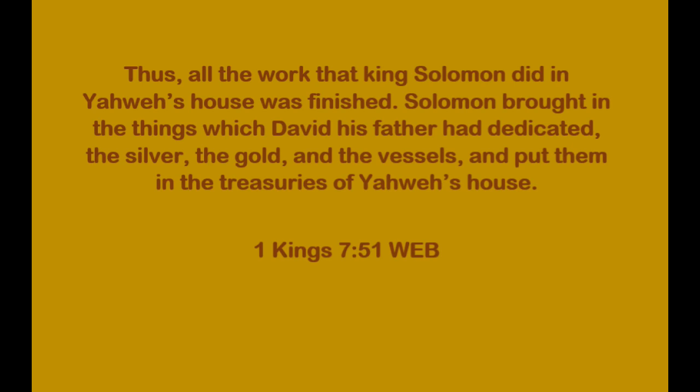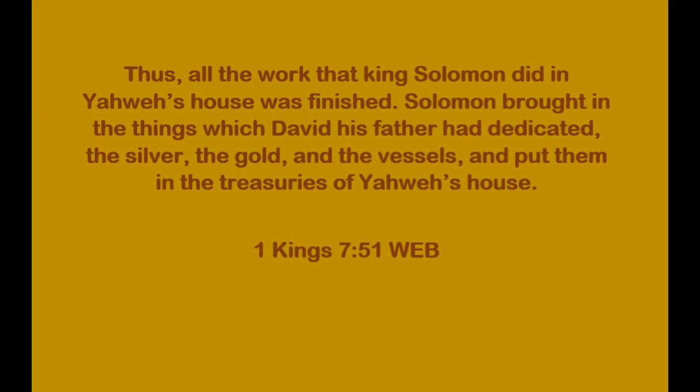For he fashioned the 2 pillars of brass, 18 cubits high apiece, and a line of 12 cubits encircled either of them. He made 2 capitals of molten brass to set on top of the pillars. The height of the one capital was 5 cubits, the height of the other was 5 cubits. There were nets of checker work and wreaths of chain work for the capitals, which were on the top of the pillars, 7 for the one capital and 7 for the other.